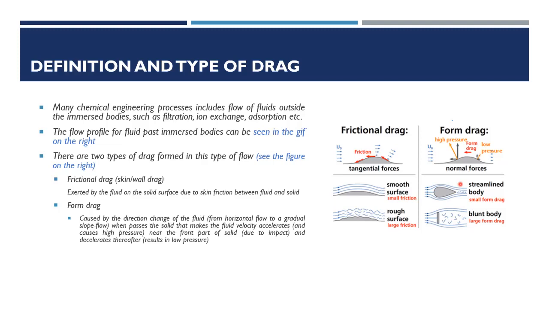There are two types of drag that are formed in this type of flow. First is the frictional drag. Second is the form drag. The frictional drag is exerted by the fluid on the solid surface due to skin friction between fluid and solid.